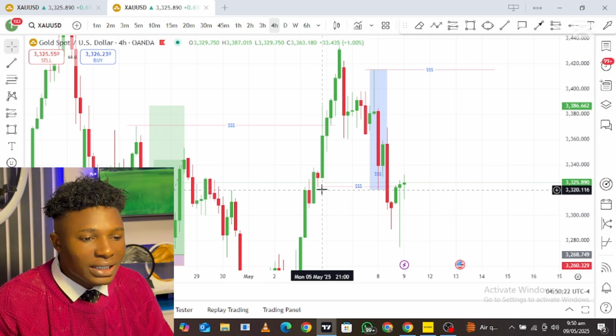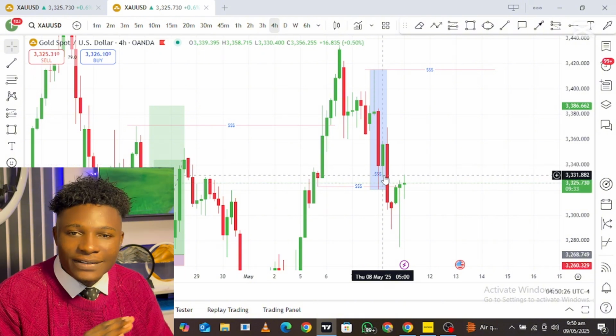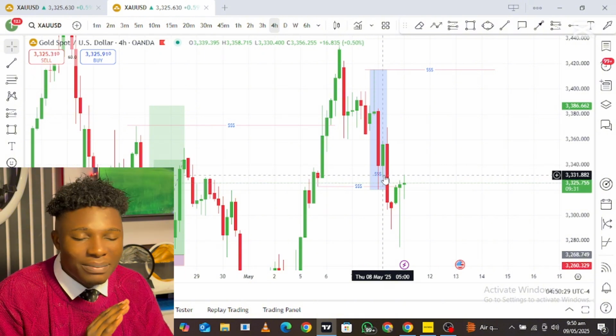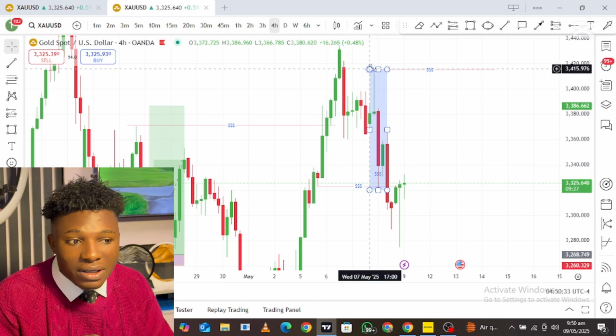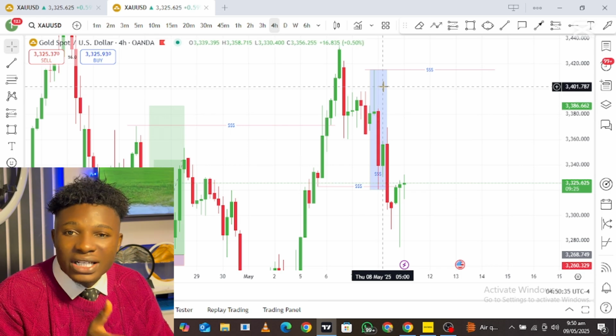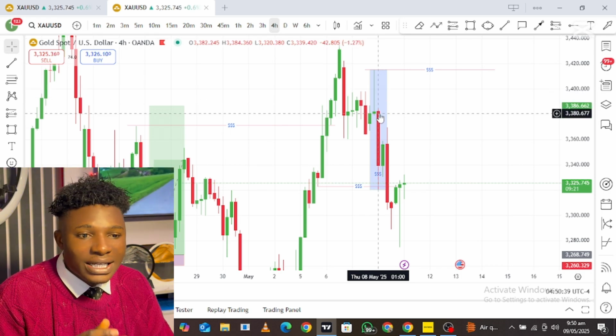So price ended up breaking this particular low right here. I was anticipating what? A bullish trade, just for the next 4-hour time frame. That is what I'm anticipating. And at the same time, I'm expecting price to take out this particular high as liquidity. So you have to study inside this particular range, to look at the power of the first time frame, to get into the market.